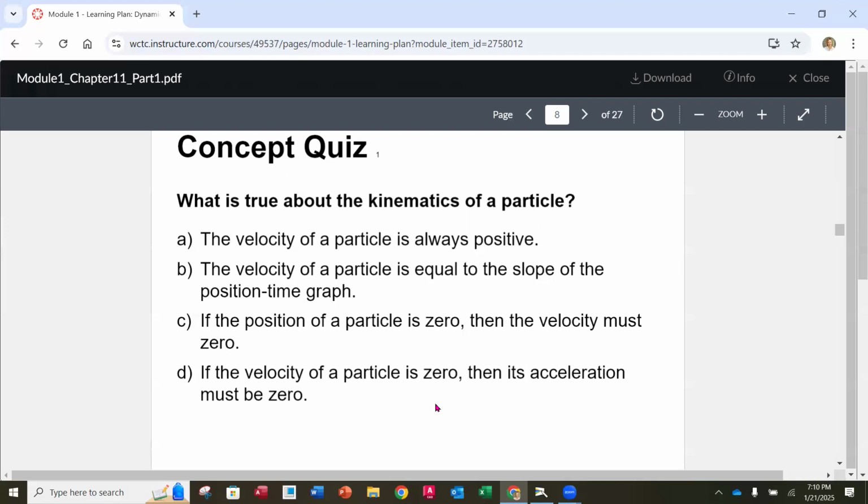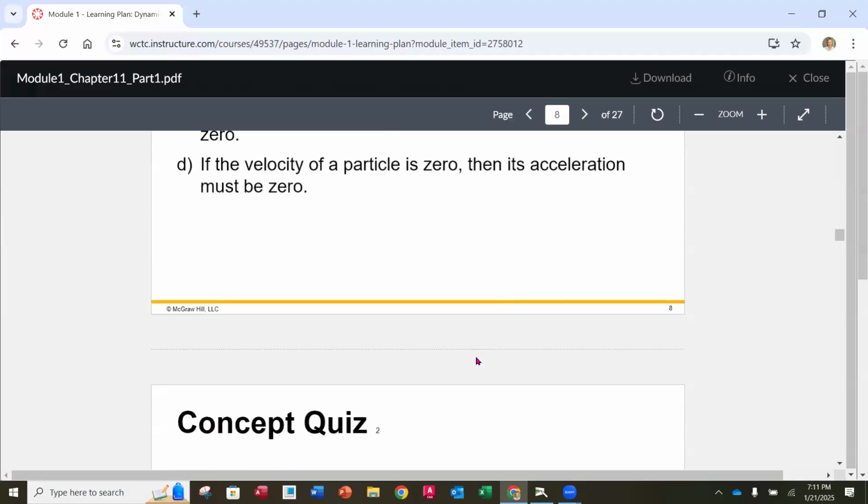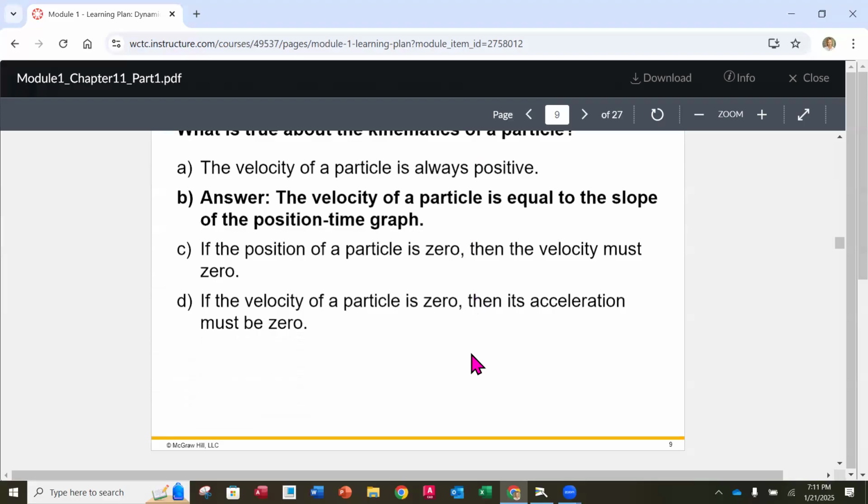So Christian just said, if you throw a ball up, at the very top of its trajectory, as it gets to that very highest elevation, there's still an acceleration on it. And what is that? Gravity, exactly. So that would make that last statement false. Okay, excellent. So B, for instance, is exactly the correct answer. Yes, the velocity of the particle is equal to the slope of the position time graph.